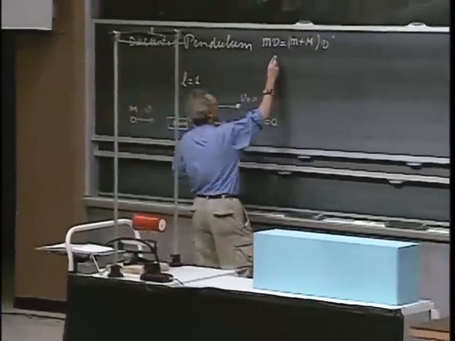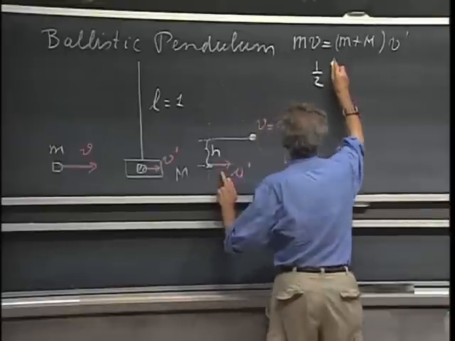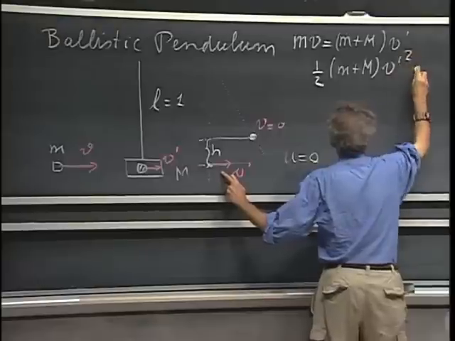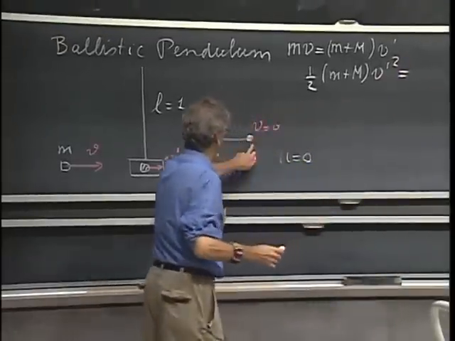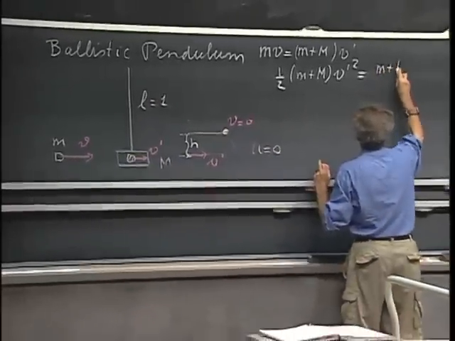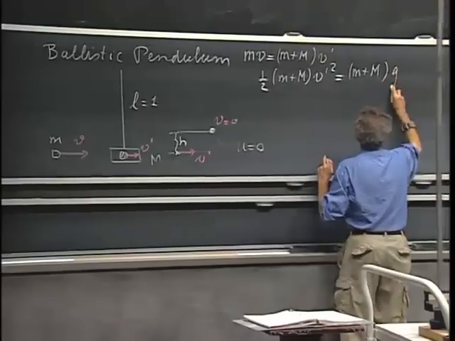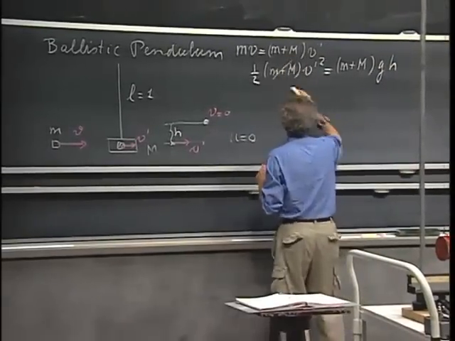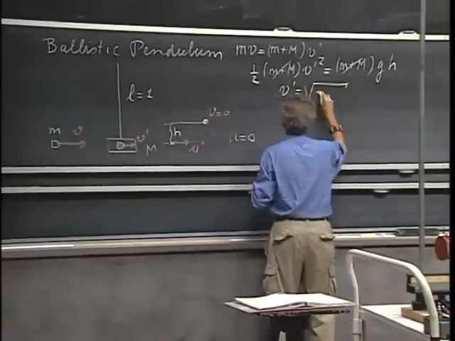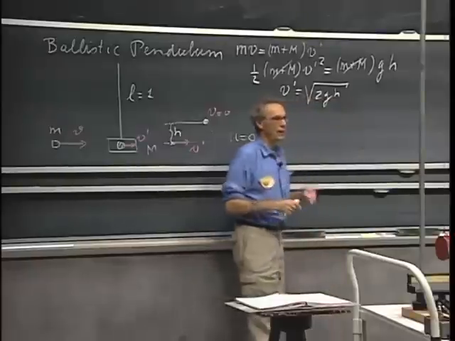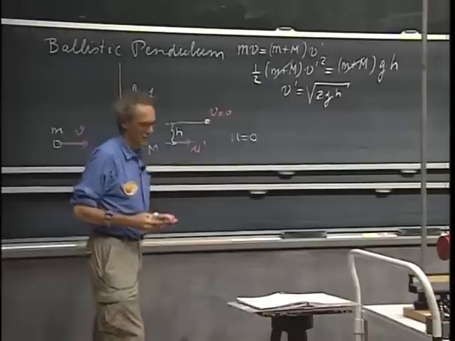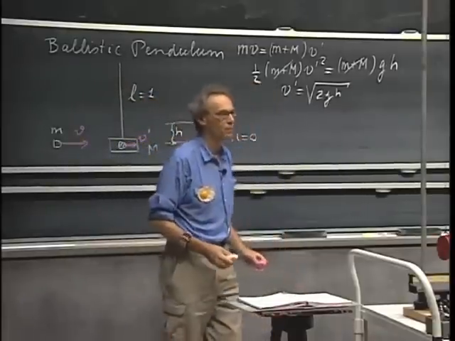And so this kinetic energy, which is 1/2 (M plus m) times v prime squared, is now converted exclusively to gravitational potential energy, which equals (M plus m) times g times that h. And we lose our (M plus m), so v prime would be the square root of 2gh. And so all you would have to do is measure h, and then you know v prime, and if you know v prime, you know the speed of the bullet. But life is not that simple.